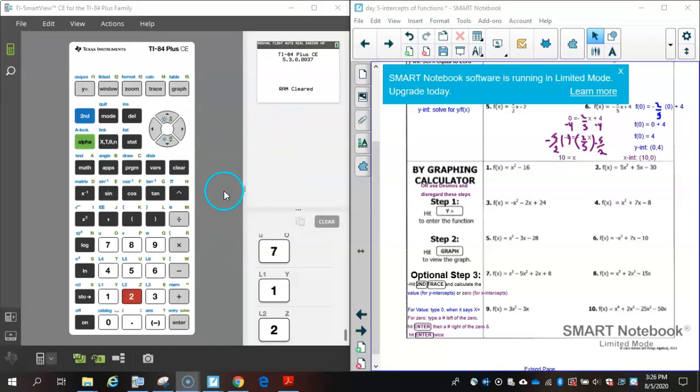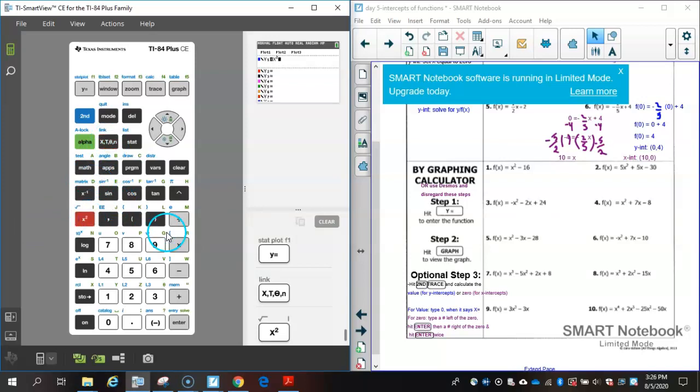Alright, so I have my calculator pulled up, and we're going to go ahead and do this first example. So I'm going to go into y equals. Now again, I'm on my color calculator screen, but if you're using just the regular TI-84, this will work just the same. And go ahead and put in x squared minus 16. And then I want to go ahead and graph it. So I'm following these steps. I enter the function, I hit graph, and I can see part of my graph.